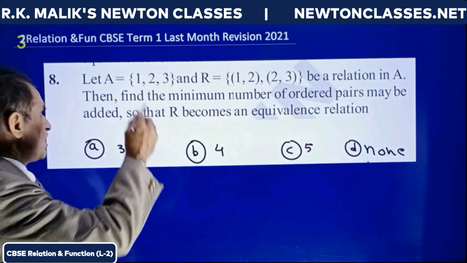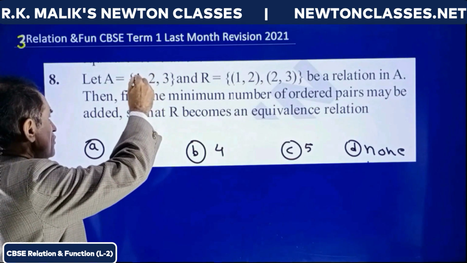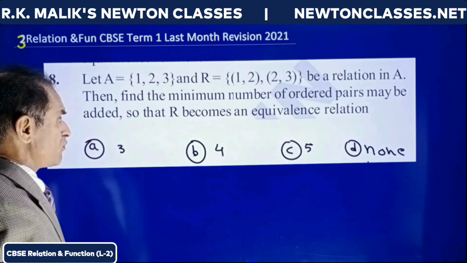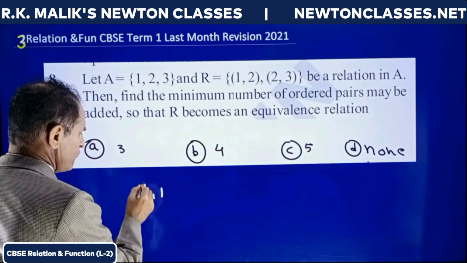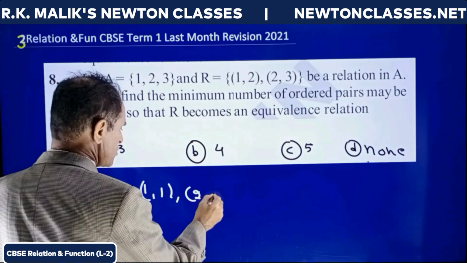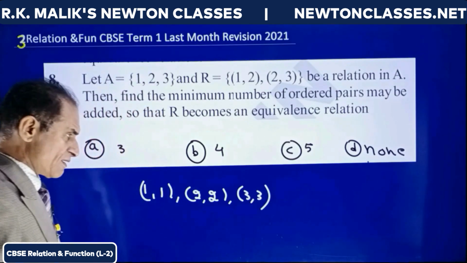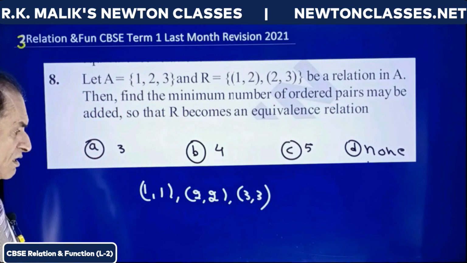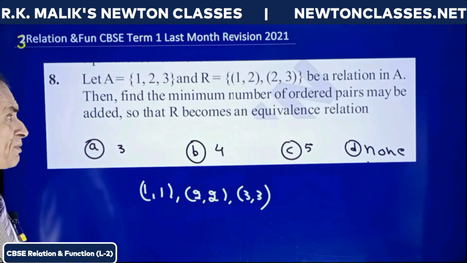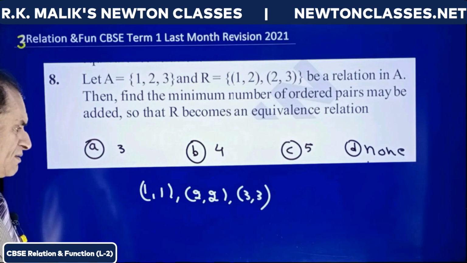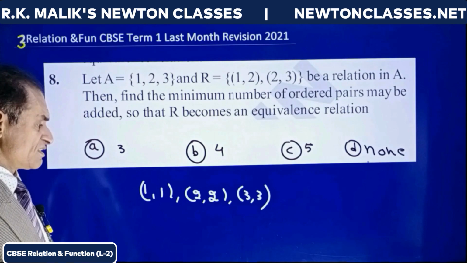And because R is a relation on A and A contains 1, 2, 3, therefore for R to become reflexive, (1, 1), (2, 2) and (3, 3) must be present in R. All the three must be present in R. Then only the relation will be called a reflexive relation. And now we have to check the symmetric nature of the relation.